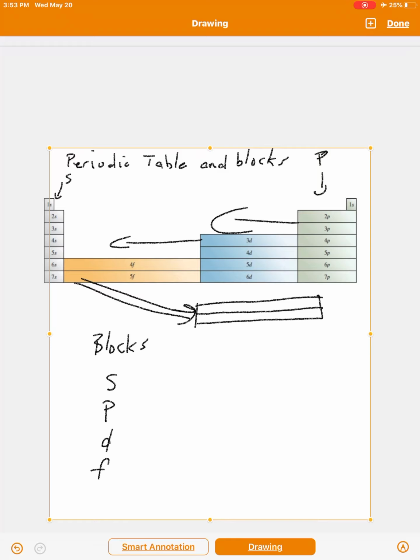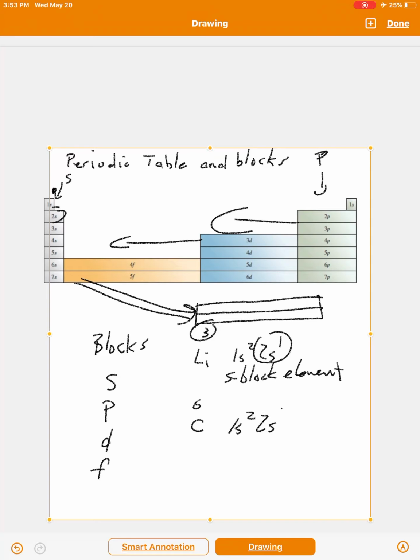So SPDF. For example, if we take an element like lithium, 1s2, 2s1, that's element number 3, this would be an S block element, because the outermost electron is an S, so it's over here, right? It would actually be one of the 2 elements over here. Whereas if we were talking about carbon, which is element number 6, 1s2, 2s2, 2p2, the outermost electron is a P, so that's over here, so we would call that a P block element.